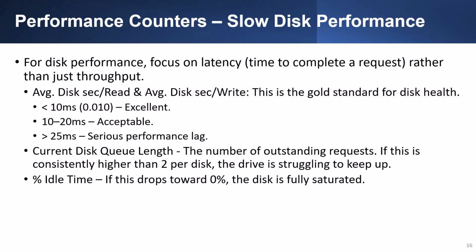For disk performance, focus on latency, which is the time to complete a request, rather than just throughput. Average disk sec per read and average disk sec per write. This is the gold standard for disk health. Less than 10 milliseconds is excellent, 10 to 20 milliseconds is acceptable, and greater than 25 milliseconds is a serious performance lag. Current disk queue length is the number of outstanding requests. If this is consistently higher than 2 per disk, the drive is struggling to keep up. Percent idle time: if this drops towards 0%, the disk is fully saturated.